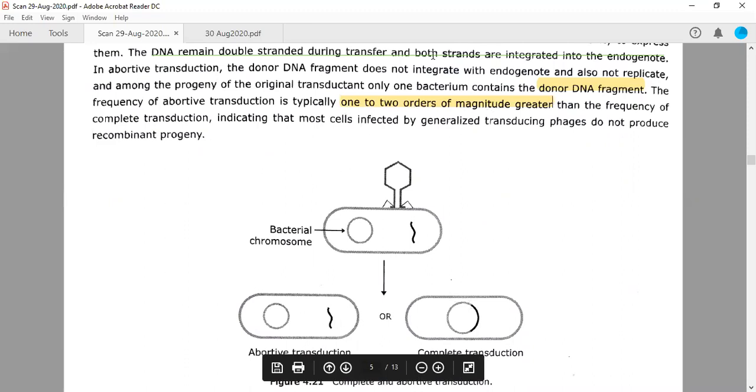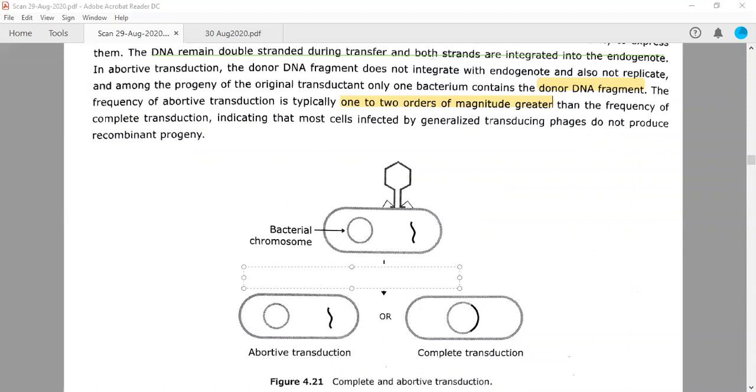What does it mean? It means that this first type will have a frequency 1 to 2 orders of magnitude higher, either 10 to 100 times more when compared to this one. This is 10 to 100 times more probable. So the probability of abortive transduction is higher, indicating that most cells infected by the generalized transducing phages do not produce the recombinant progeny.